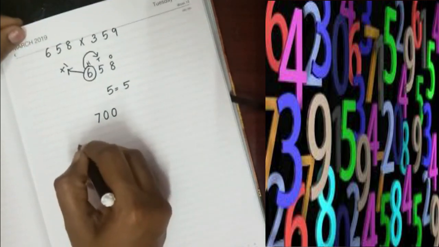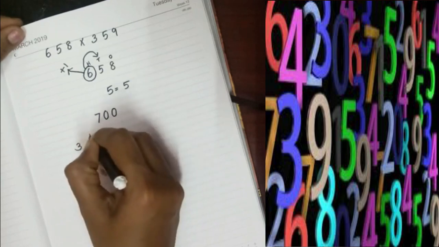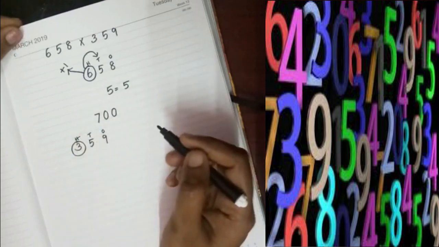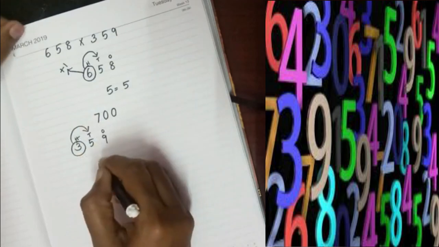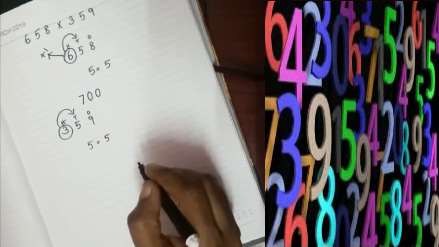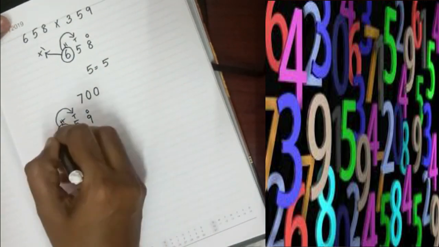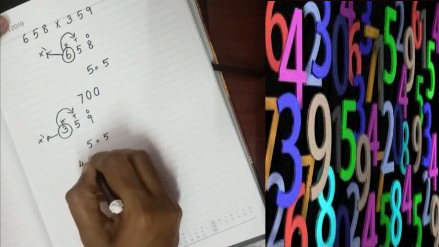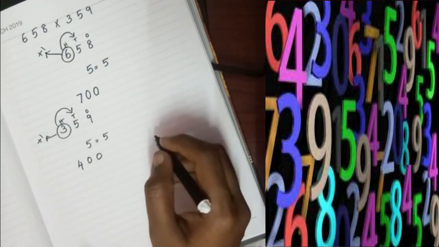Okay, next, 359. Ones, tens, hundreds. So in the hundreds place you are having 3. To the right of the hundreds place you are having 5. Of course here also 5 is equal to 5. So what will you be doing? Again you will be adding 1 here. So 3 plus 1 is 4. 400. Okay. Now multiply.